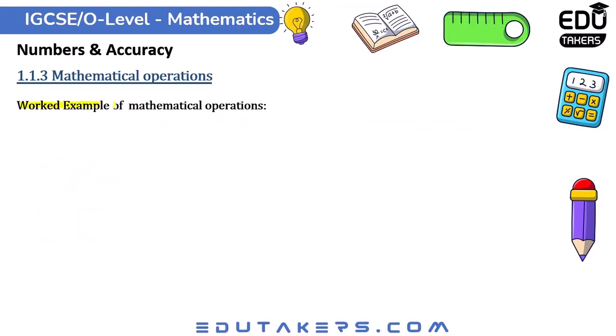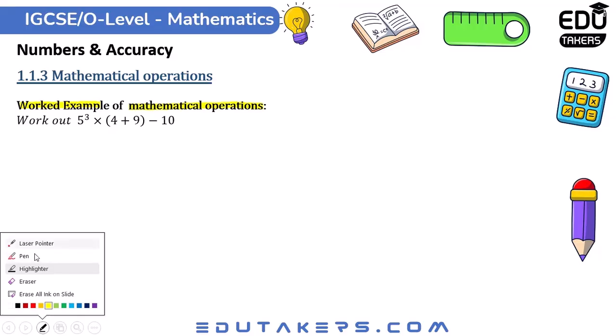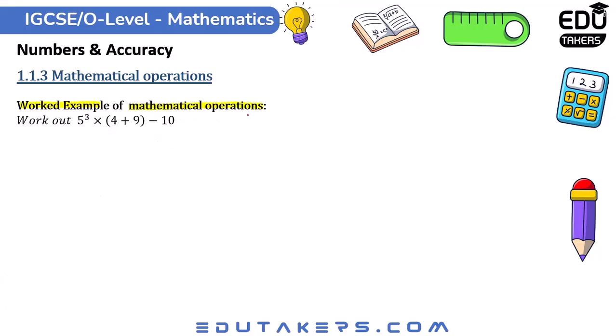Worked example of mathematical operations. Work out 5 cubed multiplied by (4 plus 9) minus 10. So here we have many operations, so we will use the rule BODMAS or BIDMAS.